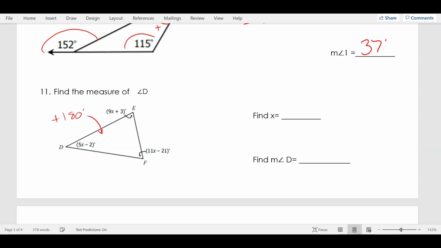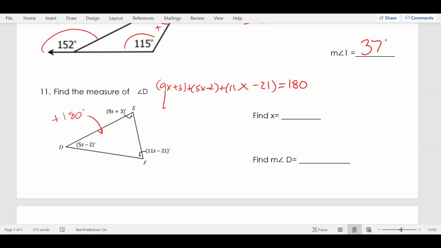They add up to 180, right? So let's make a long, ugly equation here. 9x plus 3 plus 5x minus 2 plus 11x minus 21 equals 180. Okay.